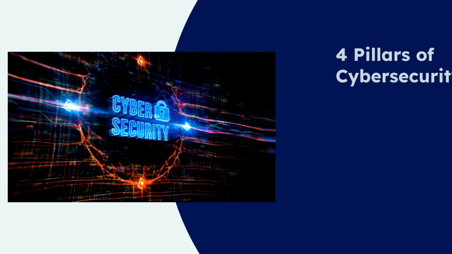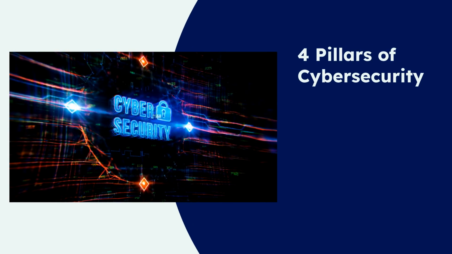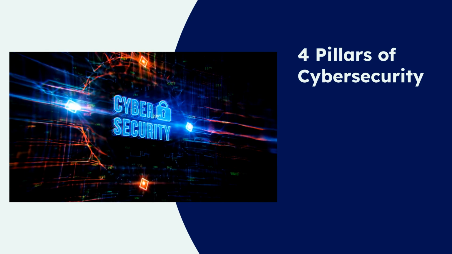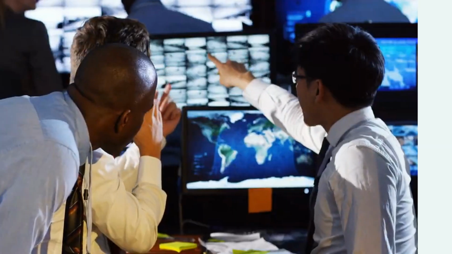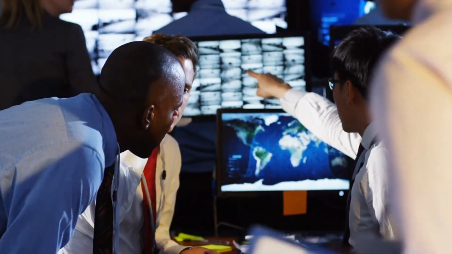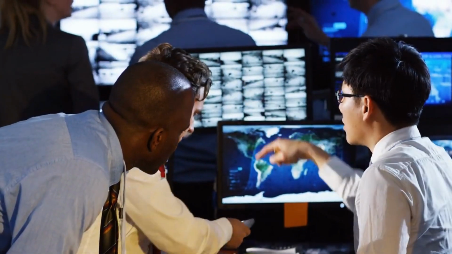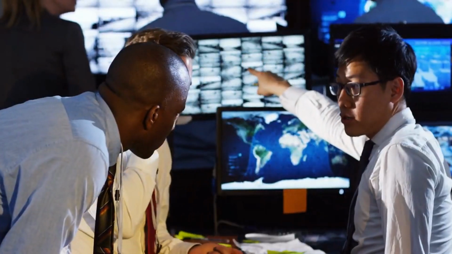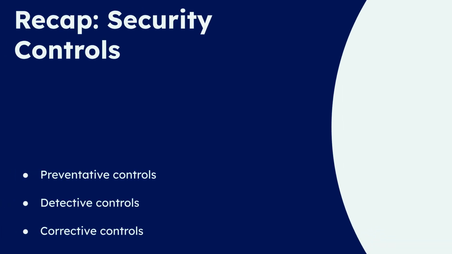Welcome to our deep dive into the 4 pillars of the cybersecurity framework, your guide to a robust security posture. This framework is essential for managing cybersecurity risk and is a crucial next step after understanding the different types of security controls. To quickly recap our previous video, security controls generally fall into 3 categories: preventative, detective, and corrective. Keep these in mind as we explore the 4 pillars.